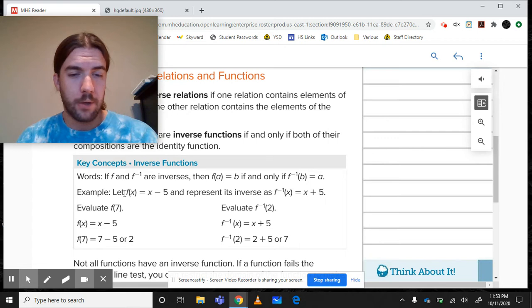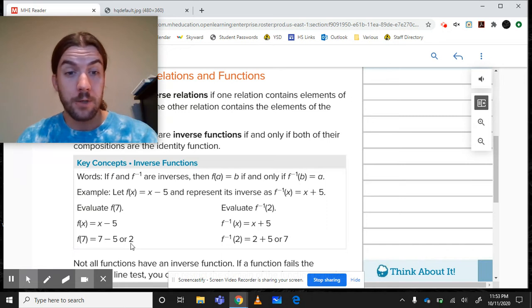So in this example, we're going to let f of x equal x minus 5, and its inverse, f inverse of x, is x plus 5. So the input on our original function will produce some output, and if we take that output, we'll get back to where we started in the inverse function. So let's see that happen. So f evaluated at 7 would be 7 minus 5, or 2. So my input is 7, my output is 2.